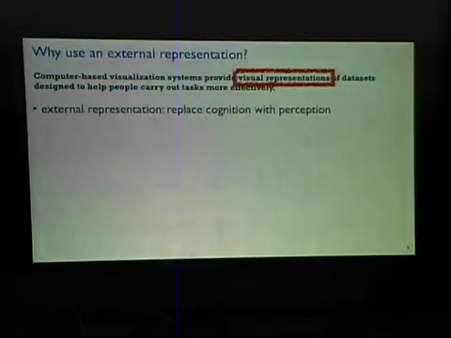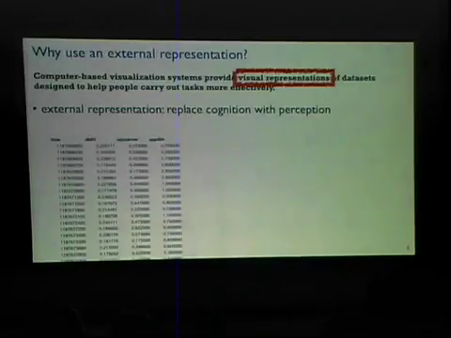So the idea of having these visual representations is that what we're trying to do is get stuff out of your head and outside. So more generically, I'm going to call that an external representation, to use a word out of cognitive psychology. And what we're trying to do in a bunch of situations is replace something that's cognitive with something that's perceptual. So let me give you an example.